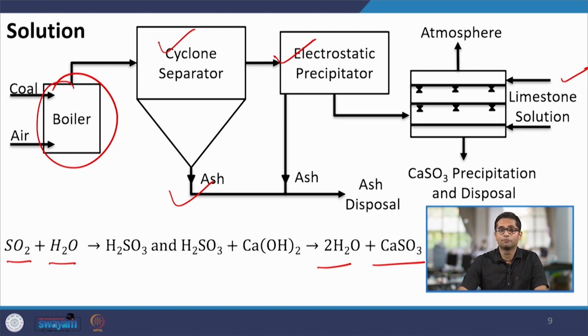This is in the form of a solid and quite easy to separate. So, this is one of the methodologies that was adopted in the developed world for capturing a majority of the sulfur dioxide that was coming from the coal-based production of electricity.